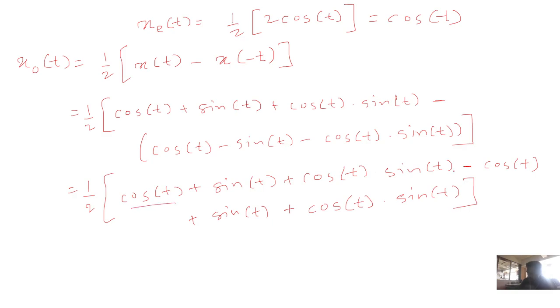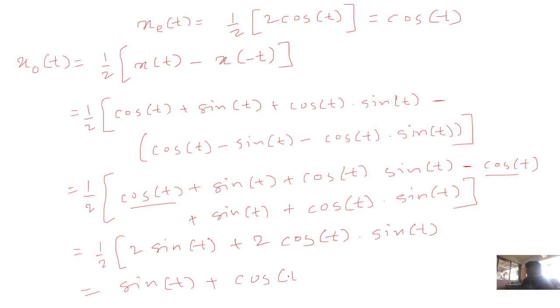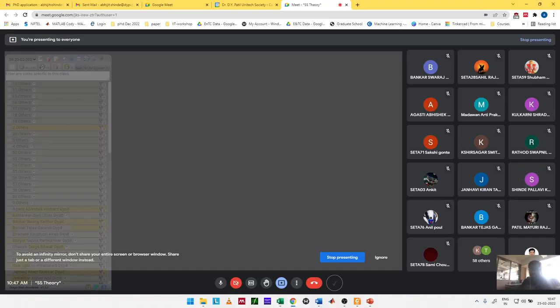So what is going to happen, the cos terms are going to get cancelled and we are going to get half of 2 sin t plus 2 cos t into sin t. So that is going to be equal to sin of t plus cos of t into sin of t. So x odd of t is this. I hope I am clear. Yes? Anyone have any question about this?